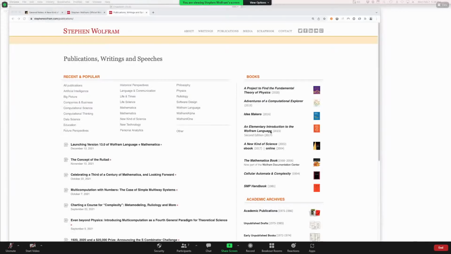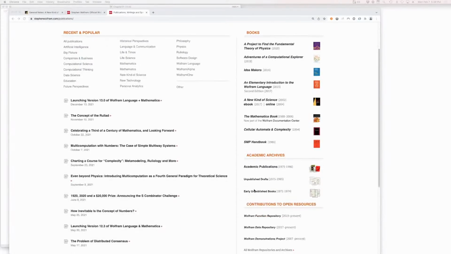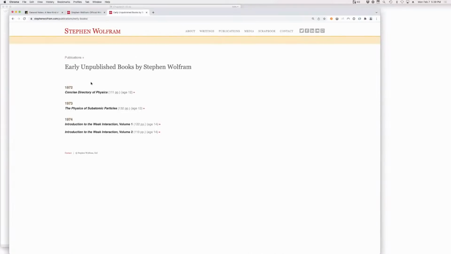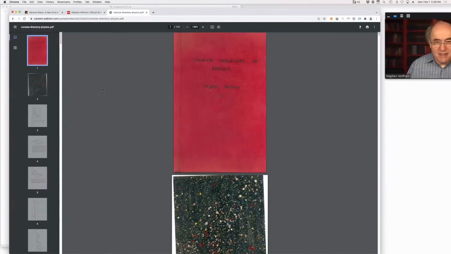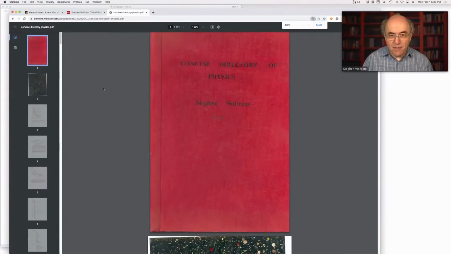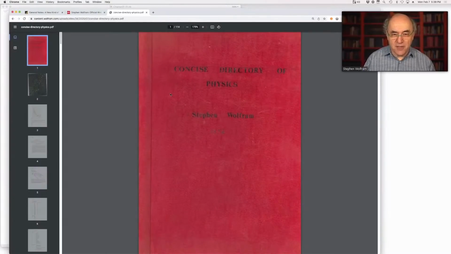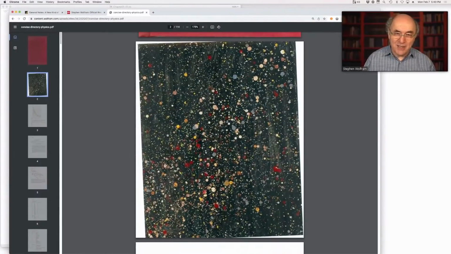Maybe to end here, just for fun, I'll show, and you can decide for yourself, the aesthetic. Let's see if I can pull it up for a second. Early unpublished books. Okay, let's go to the 12-year-old production. So this was my effort at, yes, I was interested in physics then. Okay, there was that. That's not bad.